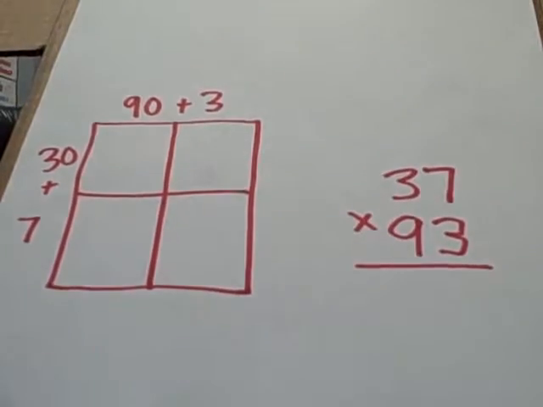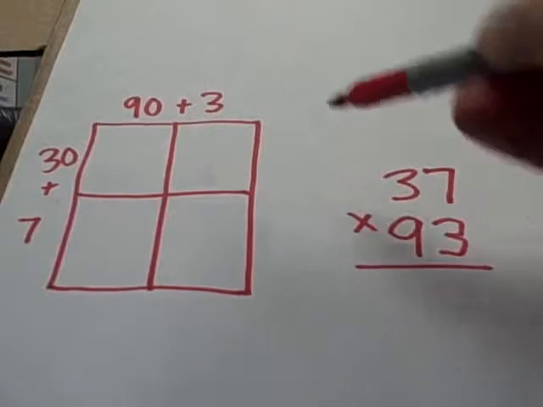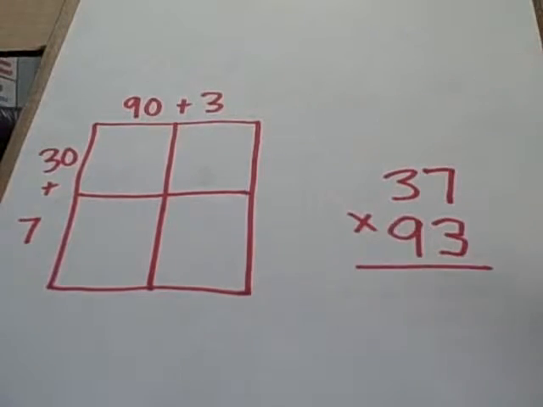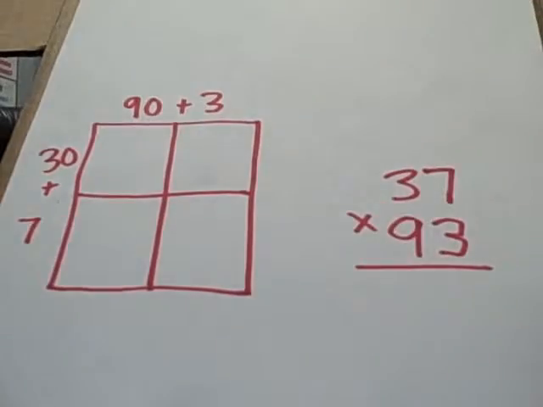And of course, we could even add something to that. We could make it a 3-digit number, but then you would just add an extra rectangle on the side. Or for 37, we could change it to like 437, but then we'd have 3 rows. So now we're just going to do our multiplications.